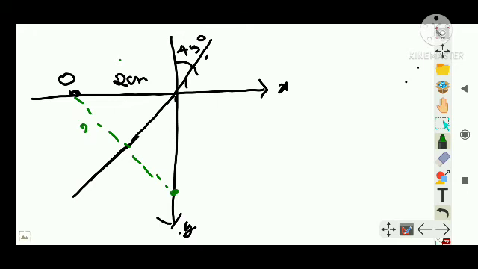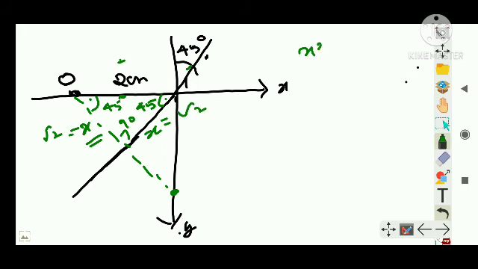This angle is 45 degree because this is 45 degree, this is 90, then obviously this angle will be also 45 degree, right? So this becomes a right triangle. So this is x, means this angle and this side angle are equal, so this will be also x, right? So if this is 2 centimeter, so what should be the value of x? It should be root 2.